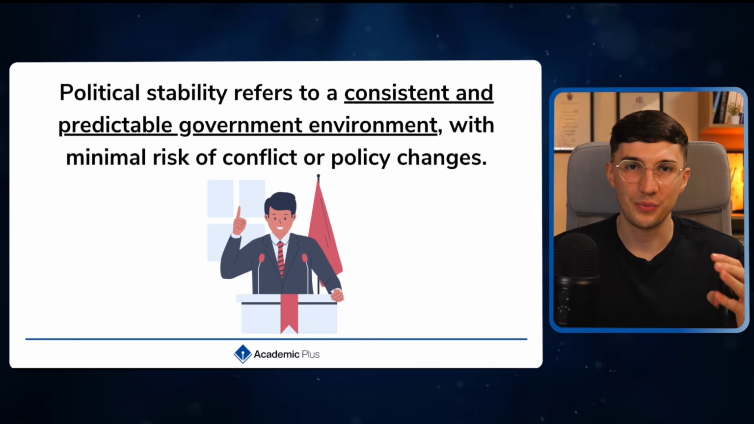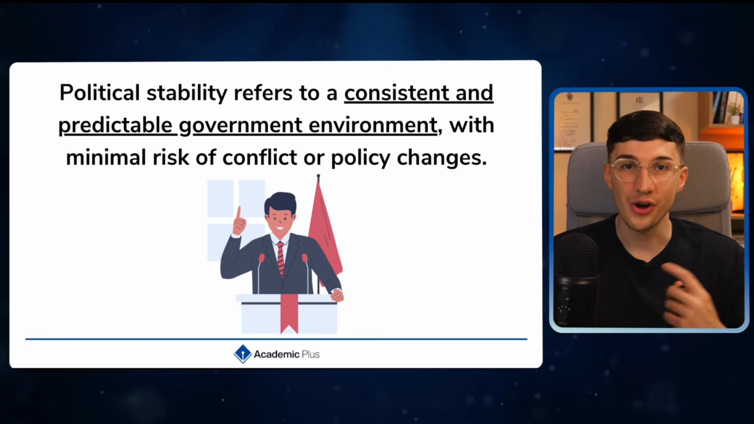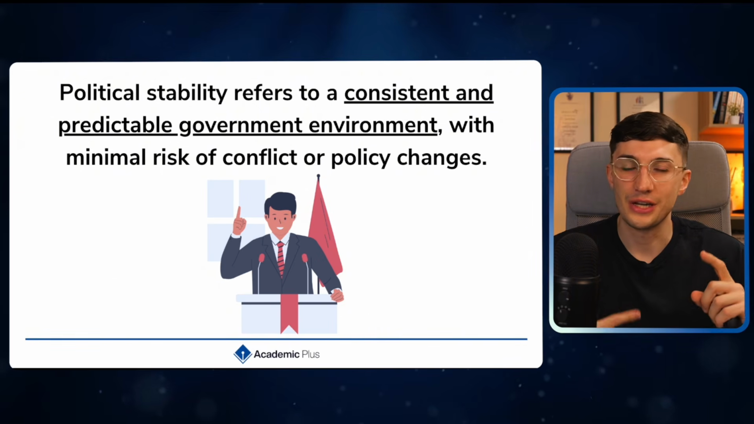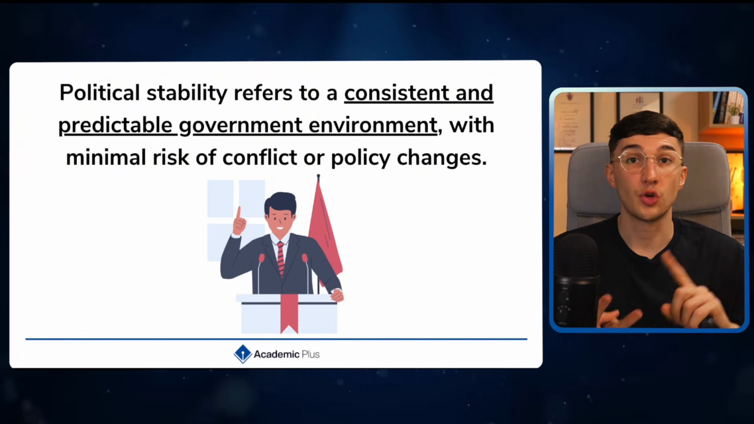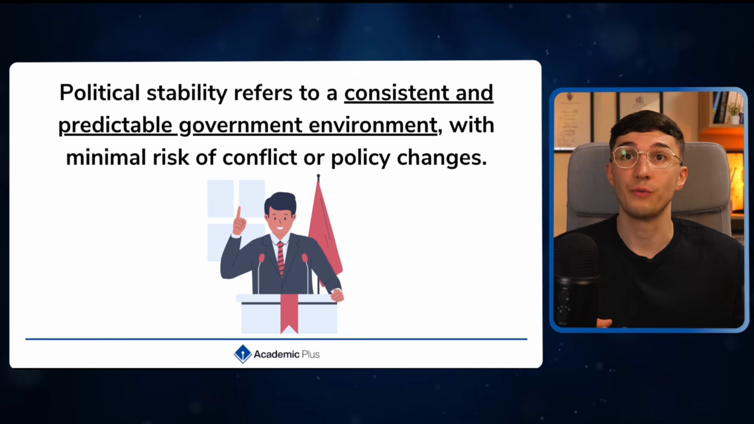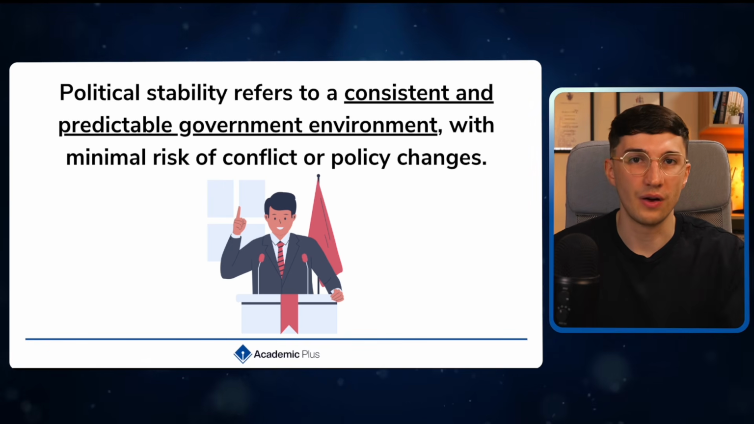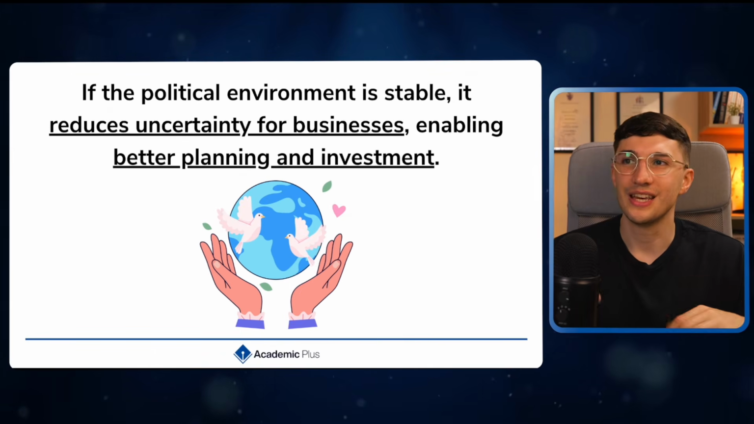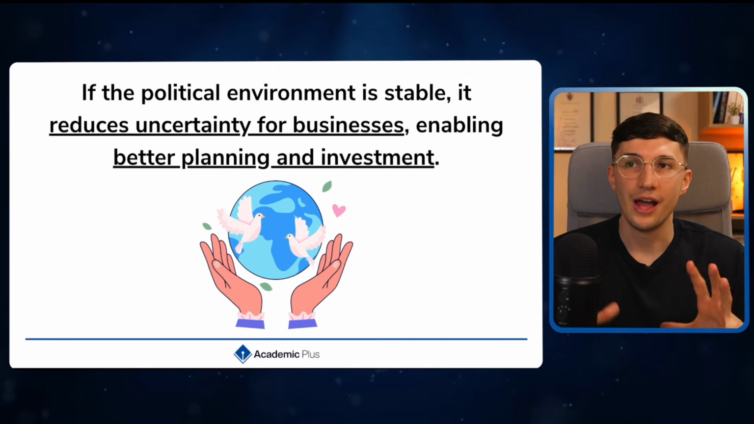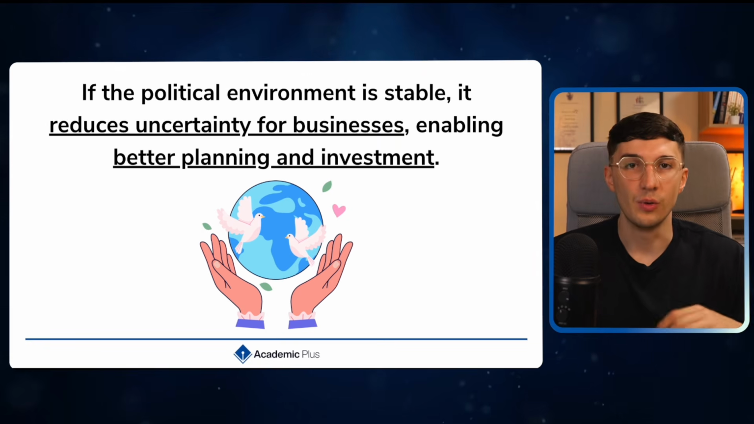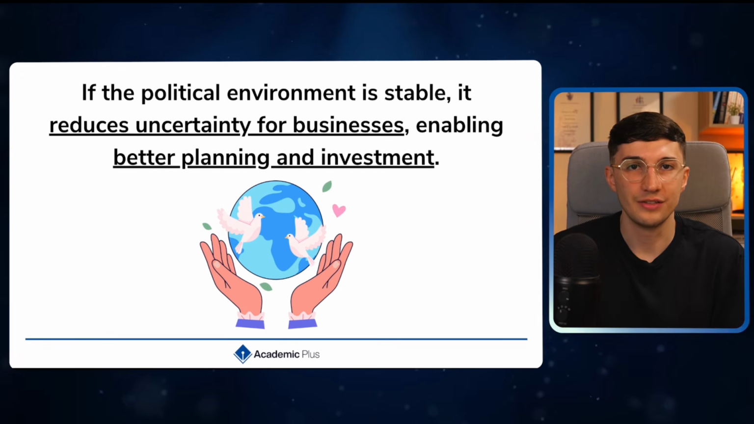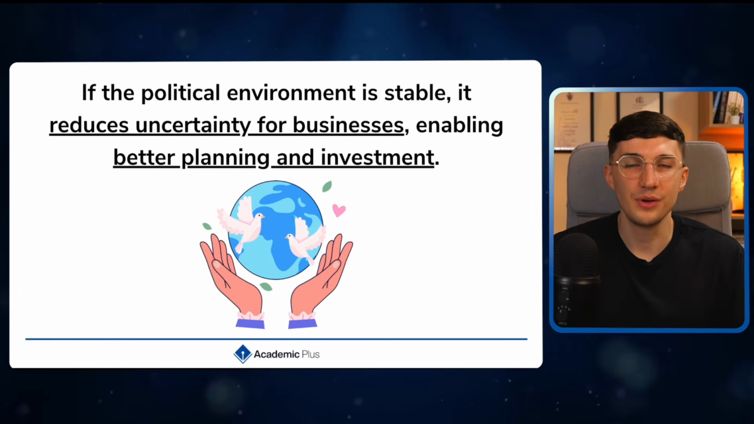Whereas in the situations where the political environment is definitely not stable, and this could happen due to frequent leadership change, there may also be corruption within the government or just general civil unrest. This can actually put businesses off expanding into these markets. So what a business would want to see is they would want to enter a market where the political environment is stable, because this reduces their uncertainty. They're able to better plan for the future.